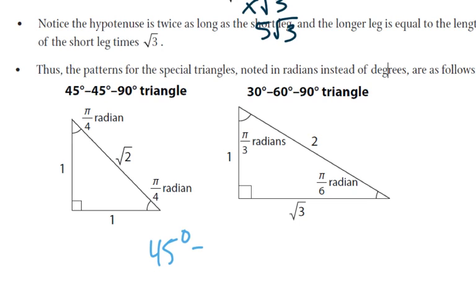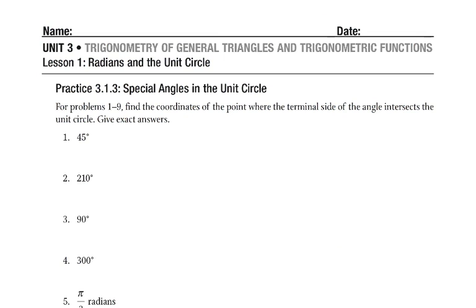45 degrees is the same as pi over 4. 60 degrees is the same as pi over 3. And 30 degrees is the same as pi over 6. So let's get looking here.